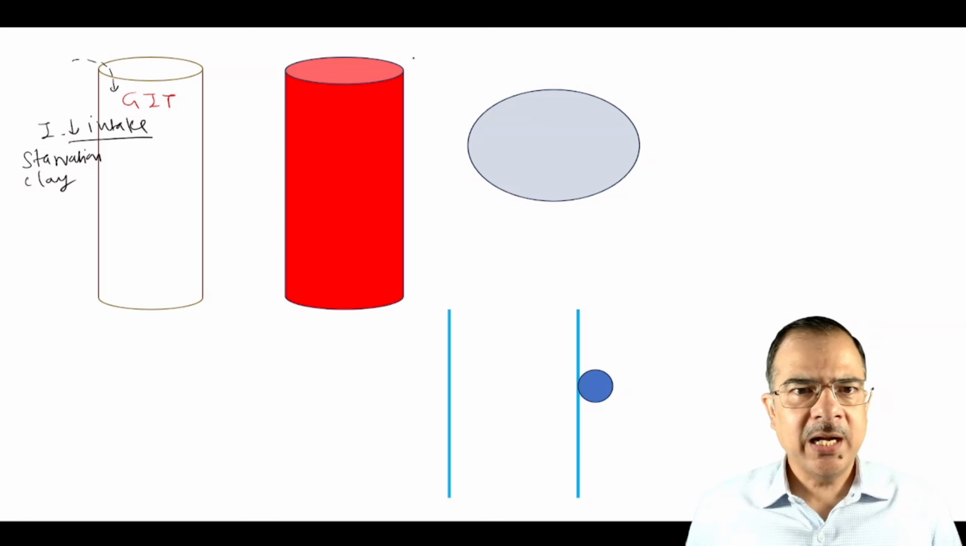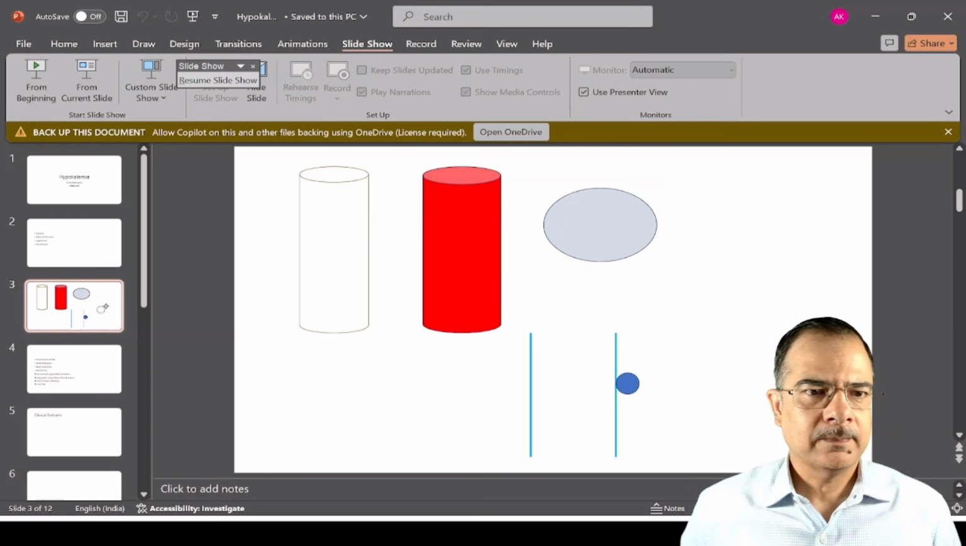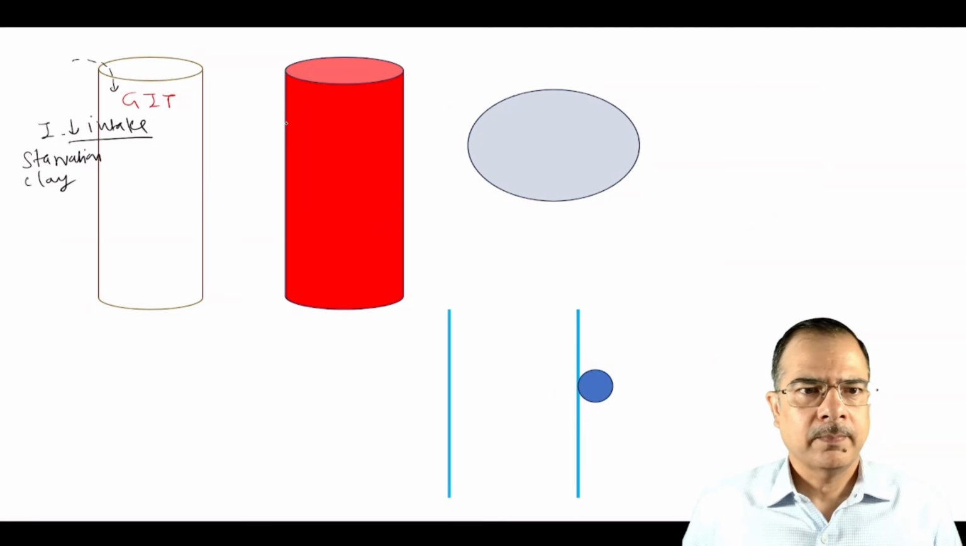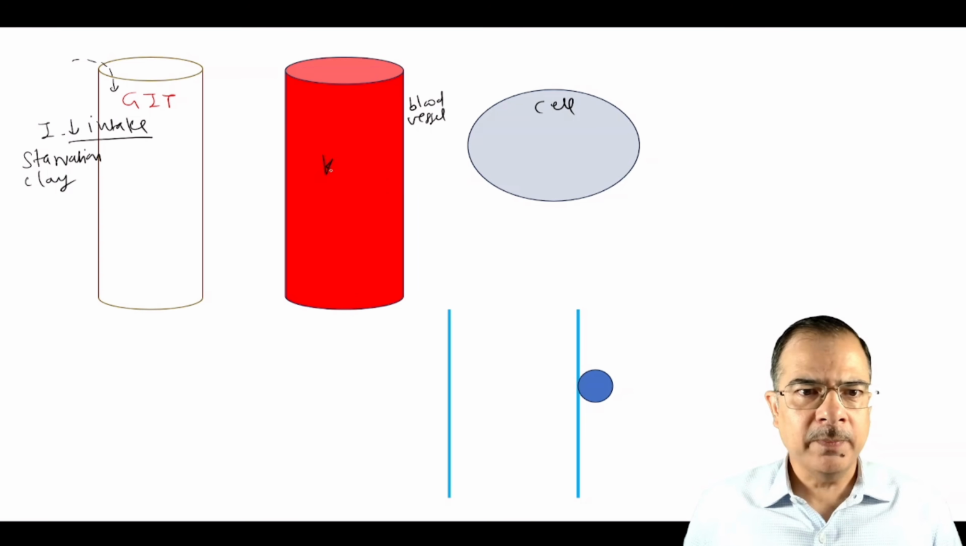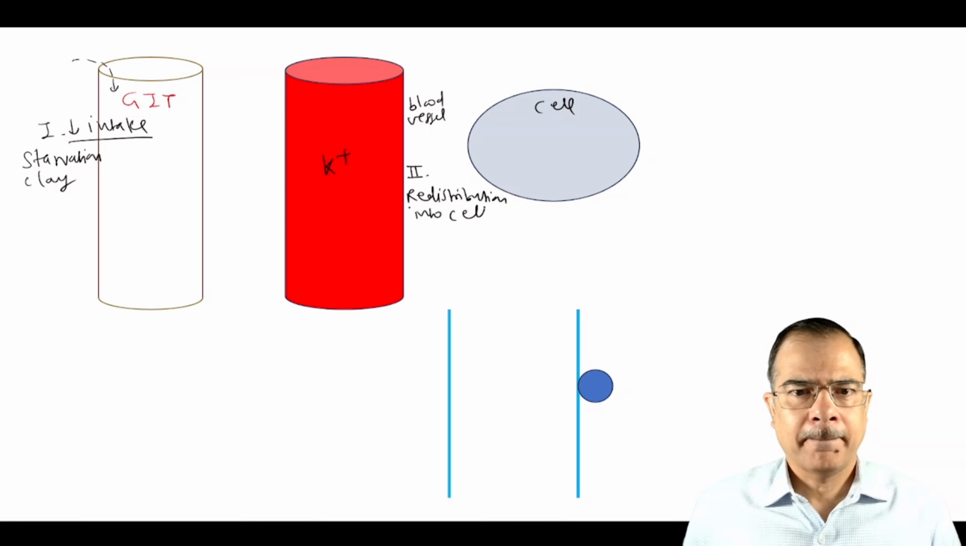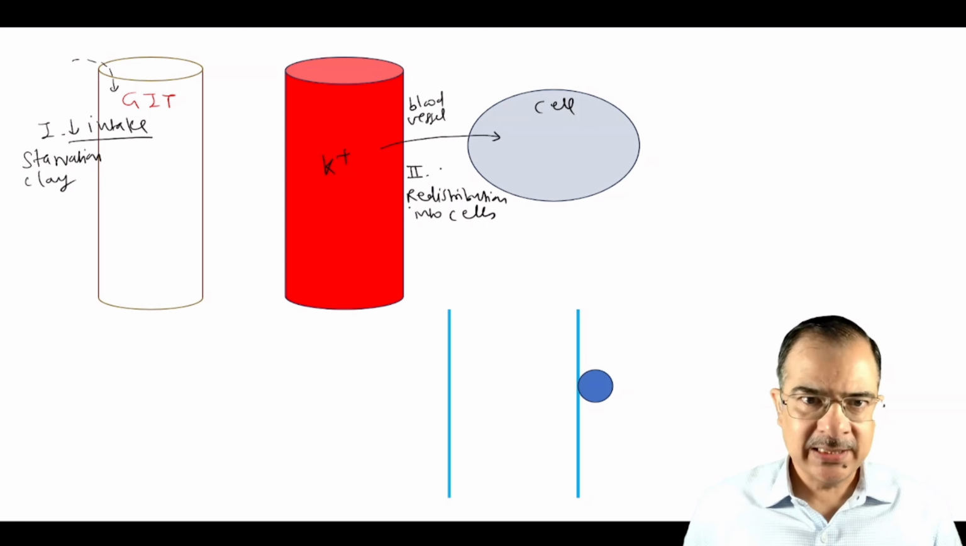Then this is the blood vessel and this is a cell. So the second cause here: potassium is in the blood vessel, so it could be a redistribution into the cells. This potassium will be going into the cells intracellularly, making the blood potassium low.